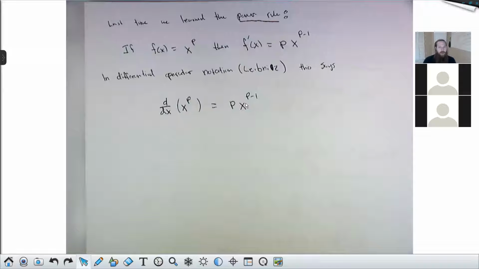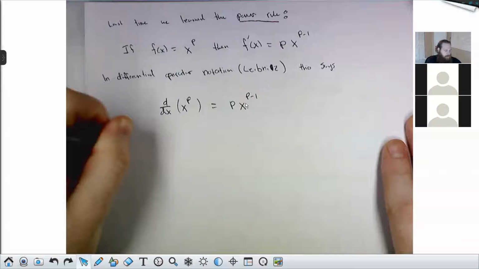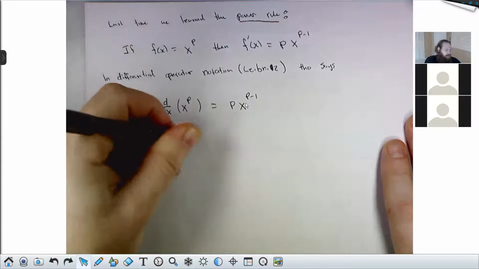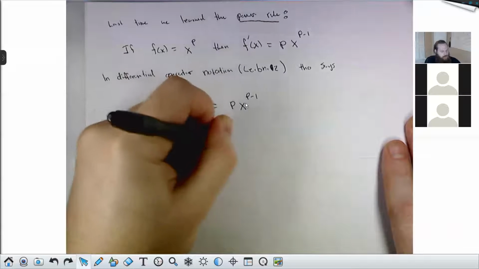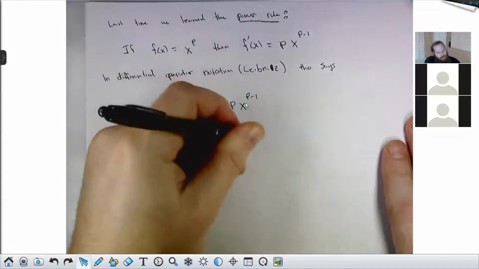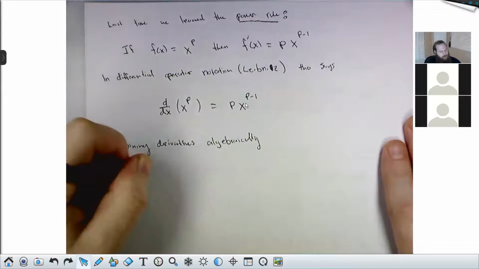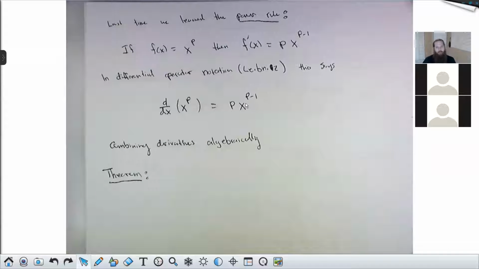Before I move on to some examples, Robert and I will look at some examples of the type that you're talking about today. First I want to show you how to get new derivatives from old derivatives. So, combining derivatives algebraically. This is a theorem, just like our power rule is a theorem. I'm not labeling the power rule as a theorem here because we did that yesterday. The word here is operator.